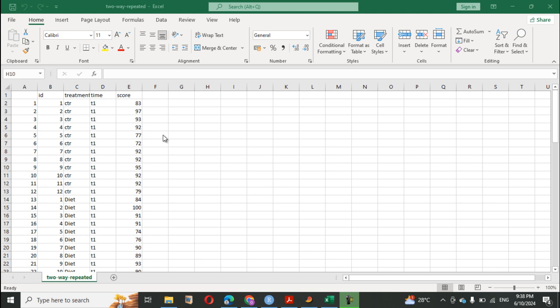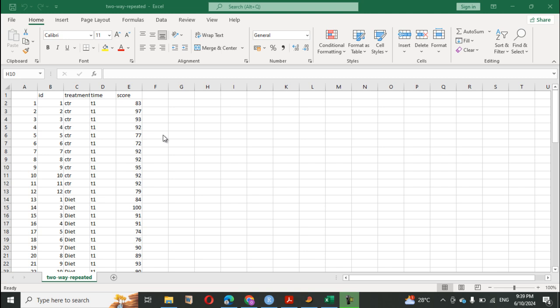The meaning actually is that the repeated measure ANOVA is generally used for analyzing data where the same subjects are measured more than twice. Measured the first time, second time, and third time. The same specimen, the same subject.